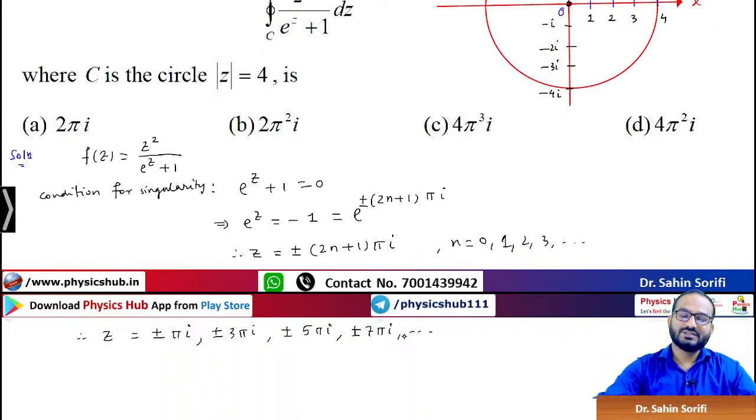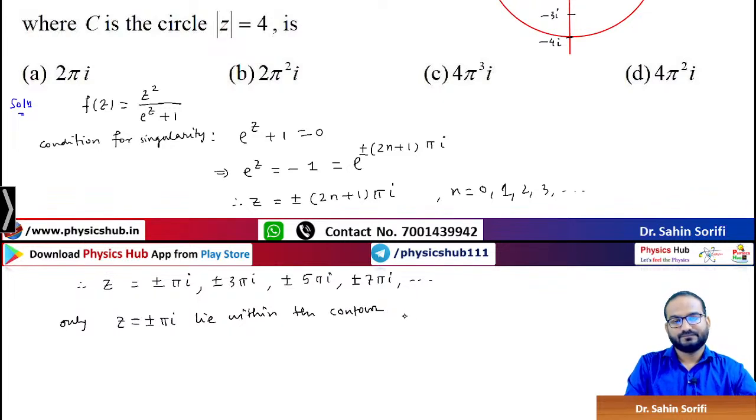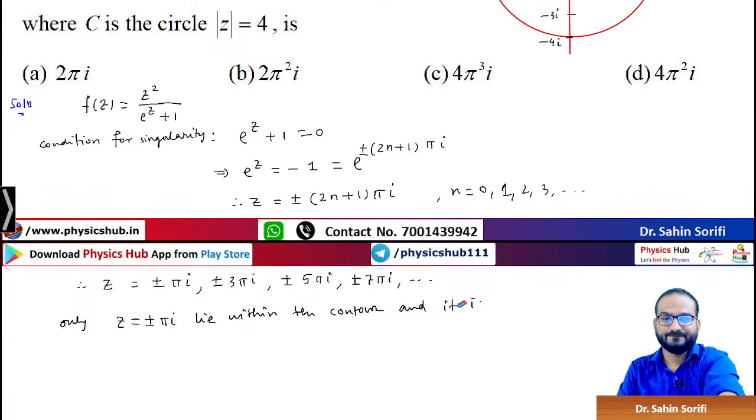So only the first two will remain inside the contour. Only z equals plus minus pi I lie within the contour, and they are simple poles.